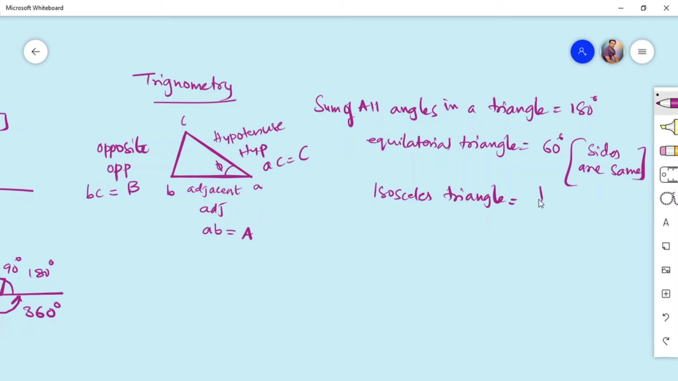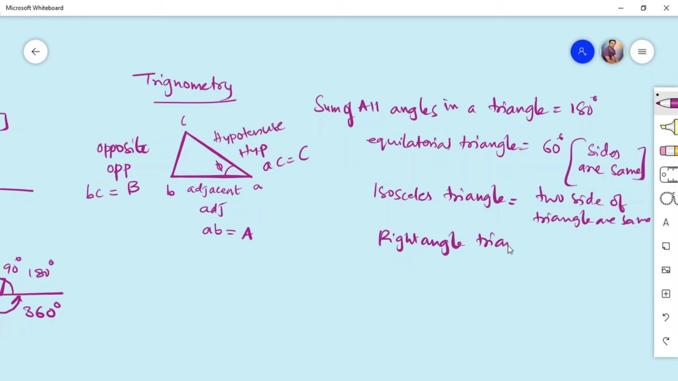That means two sides of the triangle are the same. Any two sides, just take any two sides of a triangle, they will be the same. The third side will differ based on the angle. Okay. And we have the right angle triangle.